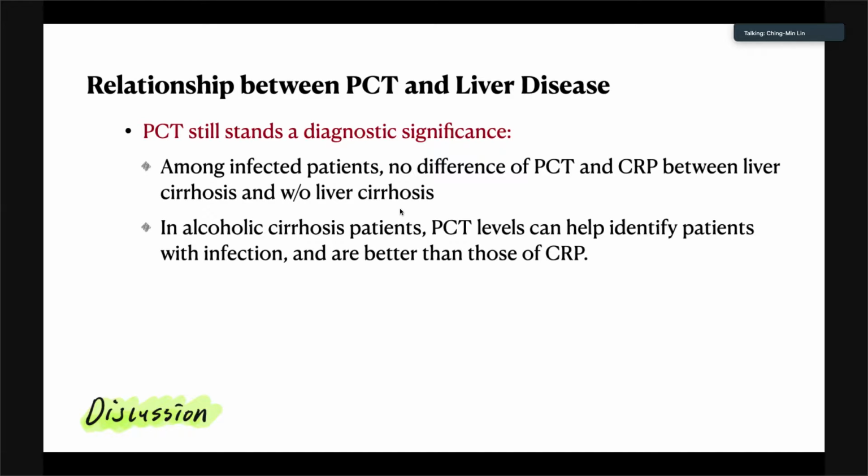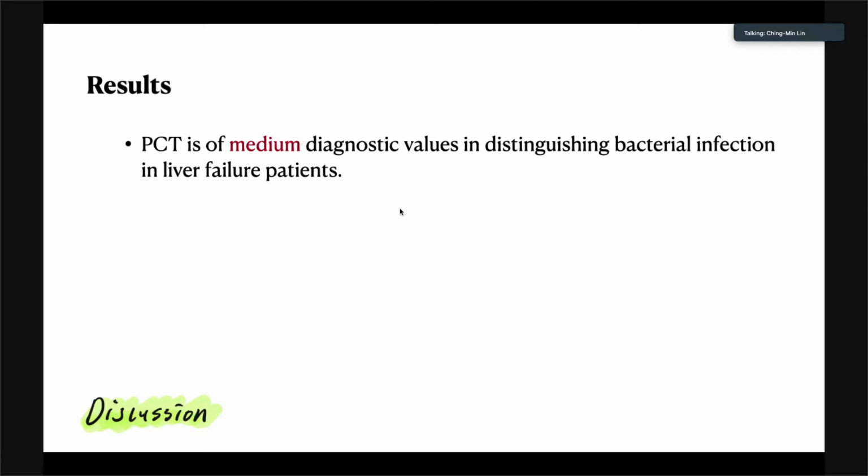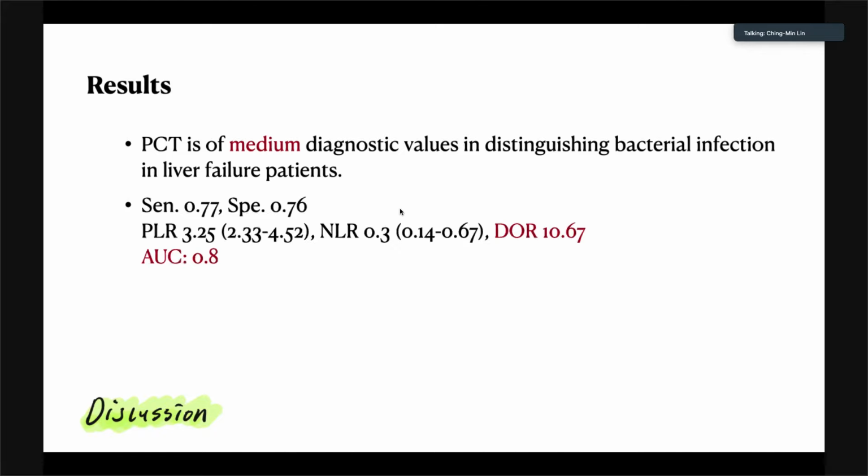And in the second study, they found out that in patients with alcoholic liver cirrhosis, procalcitonin can still help identify patients with infection and has better diagnostic accuracy than C-reactive protein, CRP. So the author here states that procalcitonin is of median diagnostic value in distinguishing bacterial infection in liver failure patients, with a sensitivity and specificity of about 0.76 and 0.77, a diagnostic odds ratio of about 10.6, and an area under the curve of 0.8.